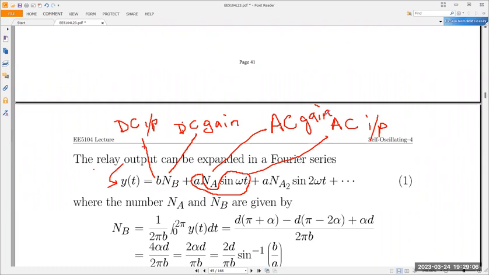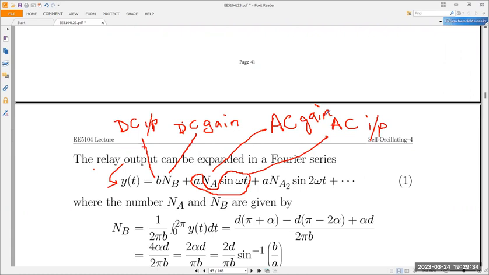Okay, AC means sine wave. So B plus A sine omega t: DC input plus AC input. The DC is multiplied by the DC gain, and the AC input is multiplied by the AC gain of the relay, which will give you the output of the relay.